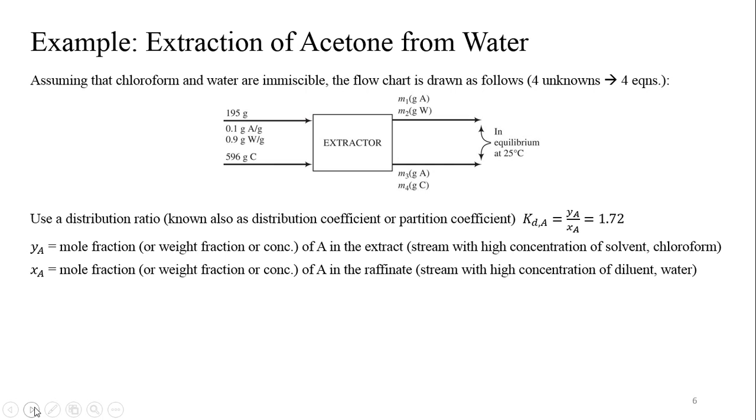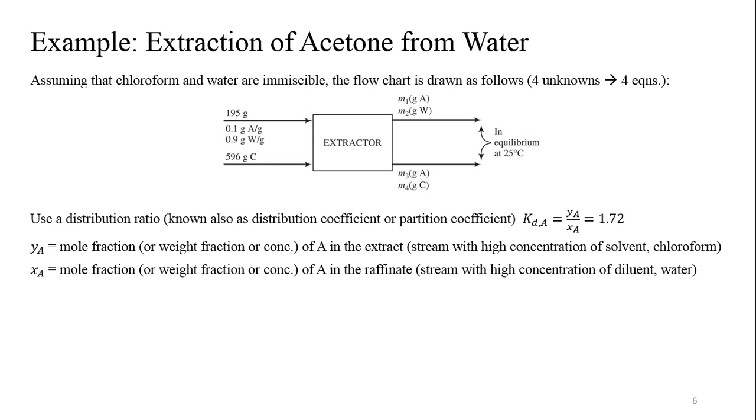If we do that, then we can draw a flow diagram for this particular problem. All right, so we've got coming in here our feed stream, which consists of acetone and water, and then we've got a chloroform stream coming in. We feed those into our extractor. In this case, we're considering a really simple extractor. So let's say that we mix them up, and then we allow them to settle.